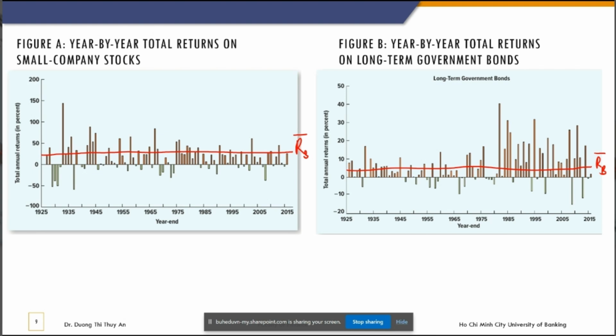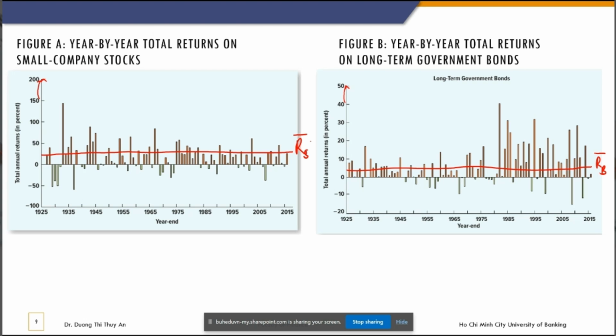Please notice that the two figures A and B have different scales. Here the vertical axis goes to 200, so each interval corresponds to 50%. In figure B, on the vertical axis, you see a different scale: one interval corresponds to about 10%. So bear that in mind.